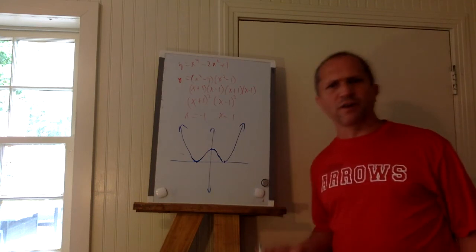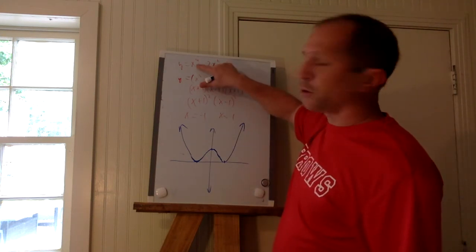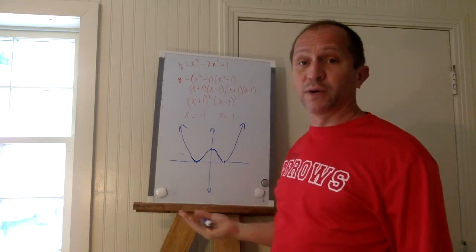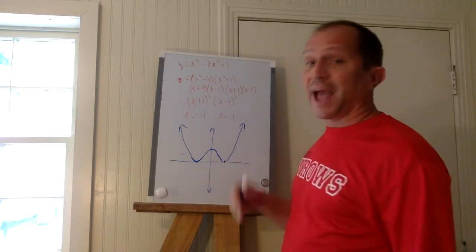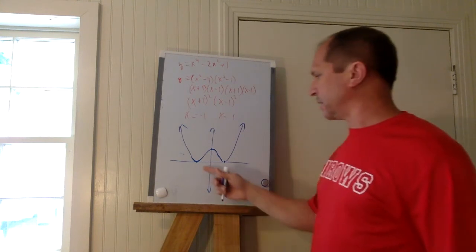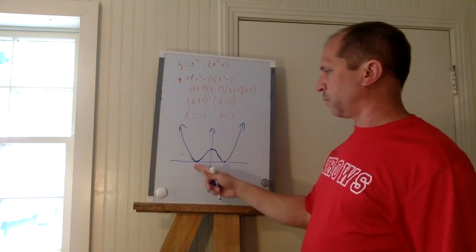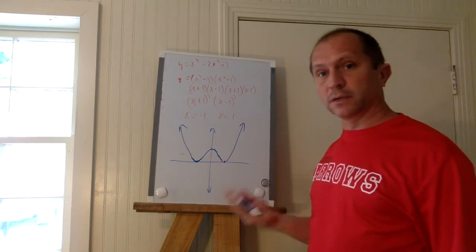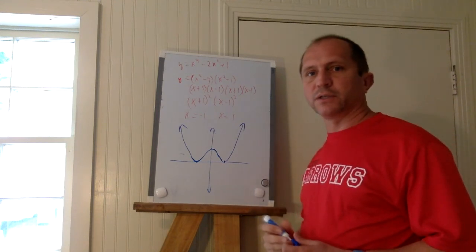Also, if you think about the turning points, look at the degree. The degree is 4. 4 minus 1 is 3. So we have 3 at most turning points. And in this case, we do see that we turn here 1, 2, 3. So there are exactly 3 turning points here. So that's what we get as our solution.